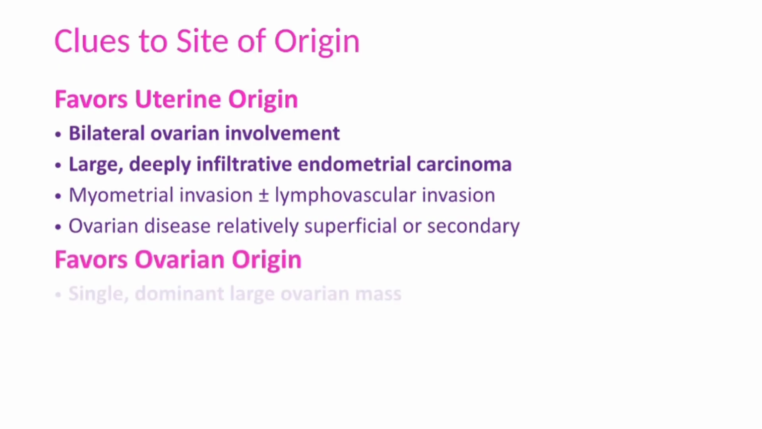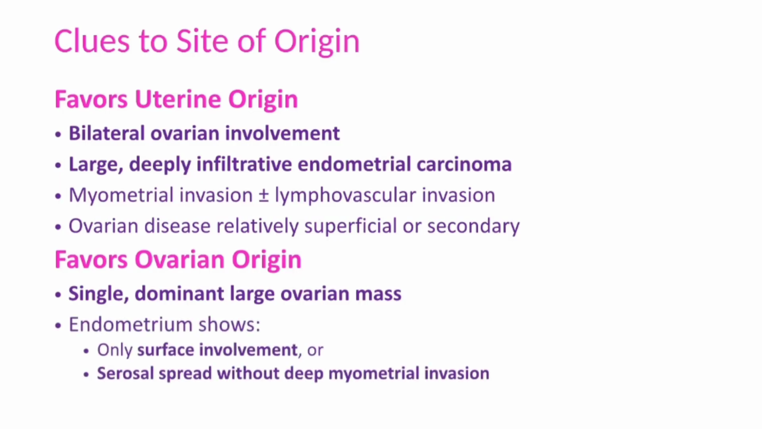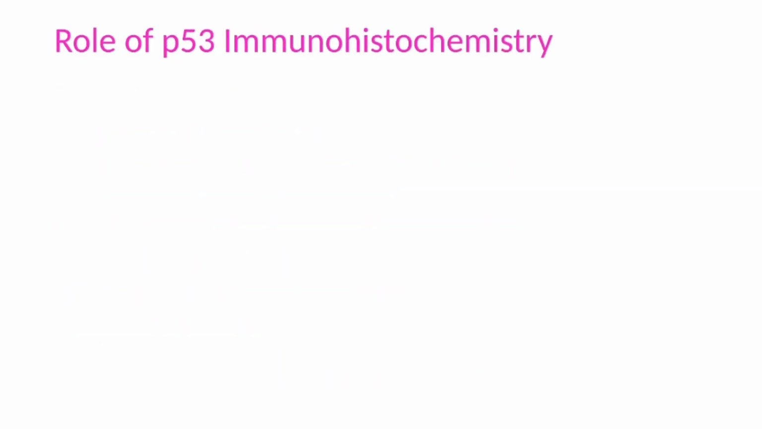Now, what are the points which favor ovarian origin? So mostly it present a single dominant large ovarian mass. Endometrium is also involved, but only surface involvement or serosal spread without deep myometrial invasion. So these are the clues.